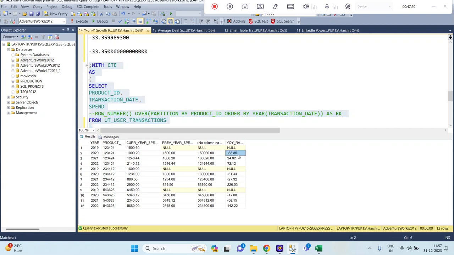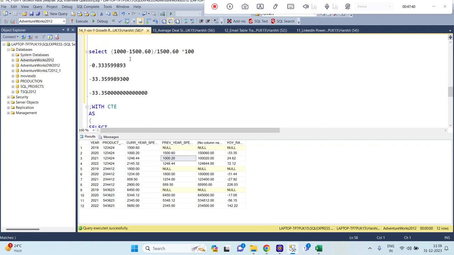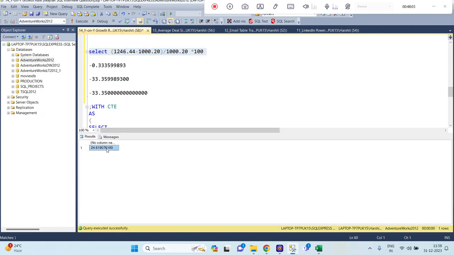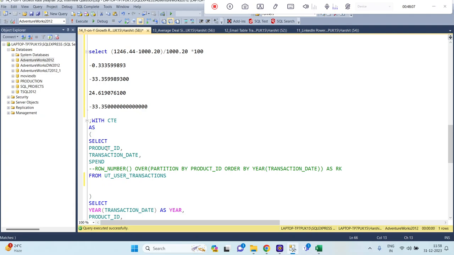We are getting all these zeros removed now, which is not necessary. So these are the year over year growth. Again for this row, if you see, then 1000 divided by this. So if you write it over here, this one divided by this one, then this one multiplied by 100. It should give 24.62, rounding, right?